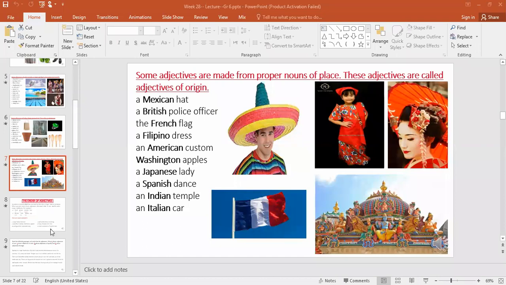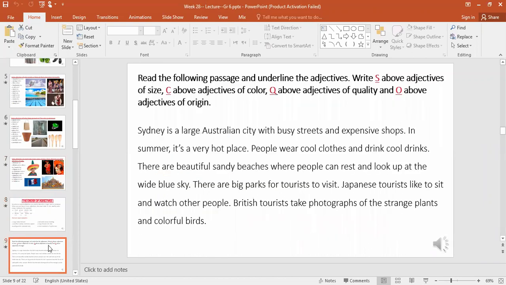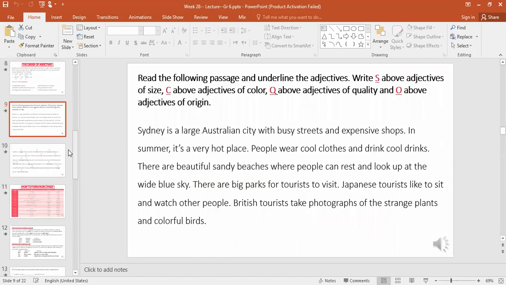Then we move to the order of adjectives. We said that when you are using two or more adjectives to describe someone or something, you have to follow a certain order: the size, the quality, the color, the origin, the substance. We had many examples concerning these. We also solved an exercise about the kinds of adjectives.